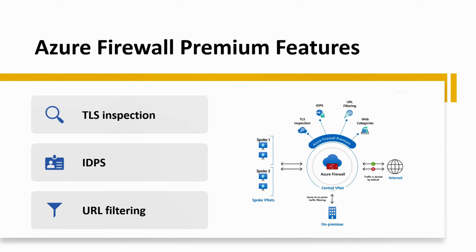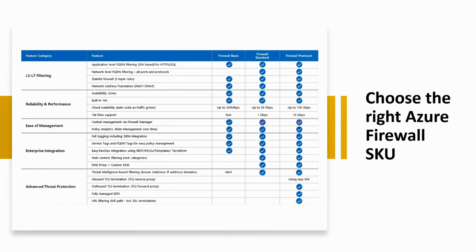So now we have discussed all the different features of different SKUs of Azure Firewall. In this slide, we'll discuss how to choose the right Azure Firewall SKU for your environment. If we talk about Azure Firewall Premium, it is recommended to secure highly sensitive applications such as payment processing. It supports advanced threat protection capabilities like malware and TLS inspection. In the case of Azure Firewall Standard, it is recommended for customers looking for layer 3 to layer 7 firewall and needing auto scaling to handle peak traffic, which is up to 30 Gbps. And it supports different features like threat intelligence, DNS proxy, custom DNS, and web categories.